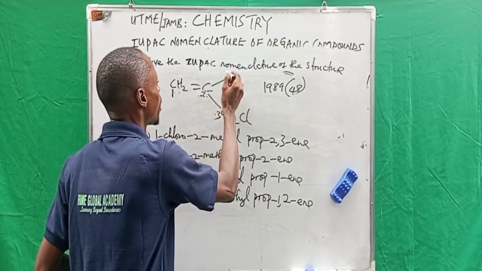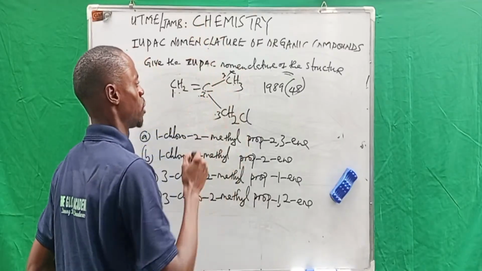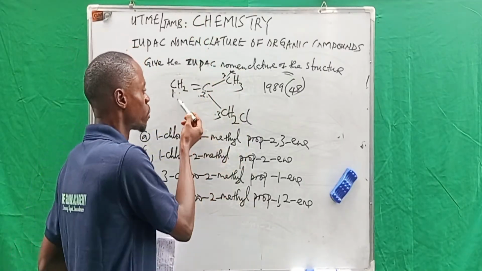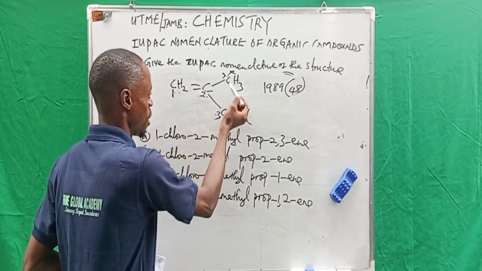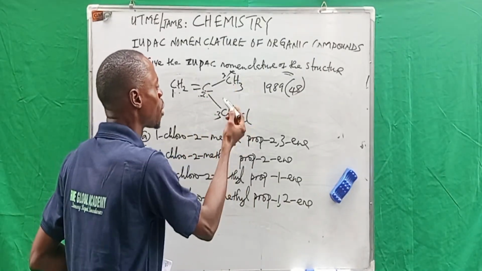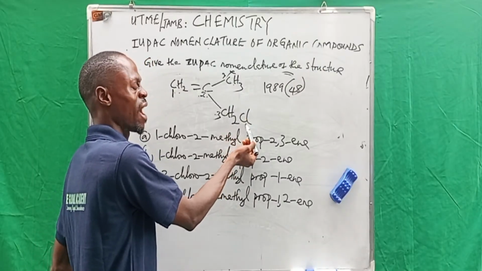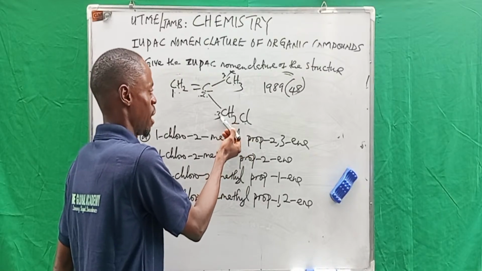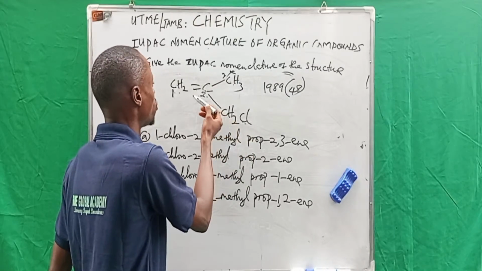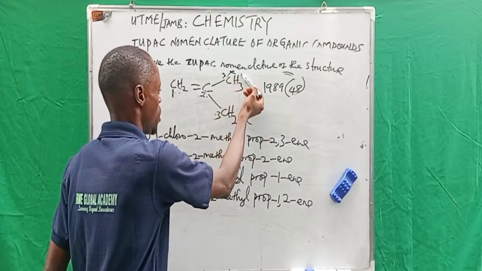But the other direction of 1, 2, 3 is wrong. I'll tell you why. Are you with me? Having gotten the direction of our longest carbon, which is 1, 2, 3, I said the other numbering is wrong. Why? Because there's the presence of a substituent acting as a branch at this carbon atom 3. Are you following me? And as such, you cannot number from here to here.